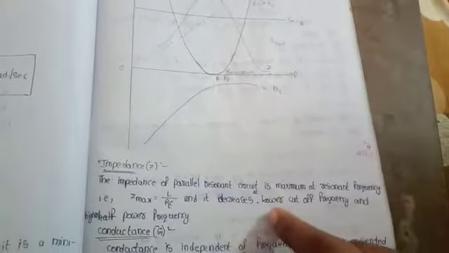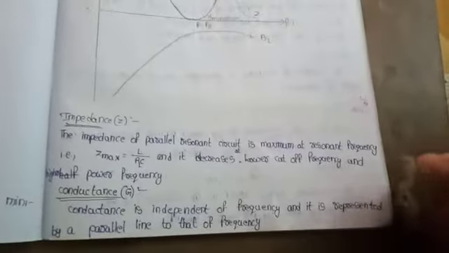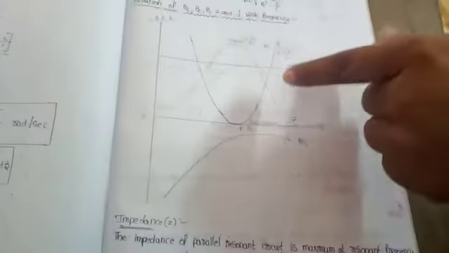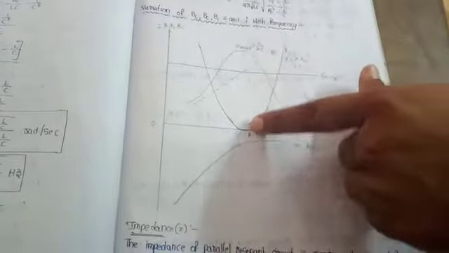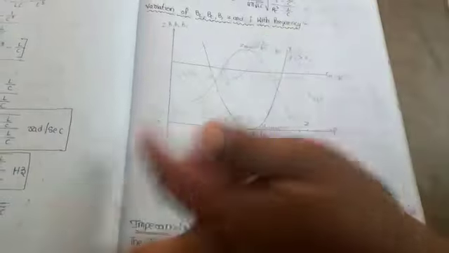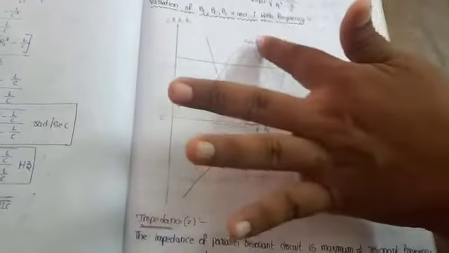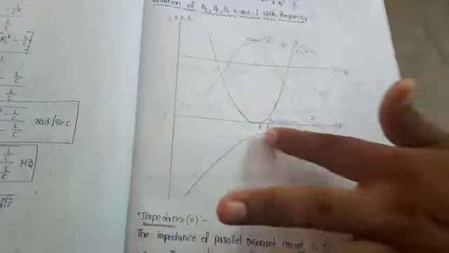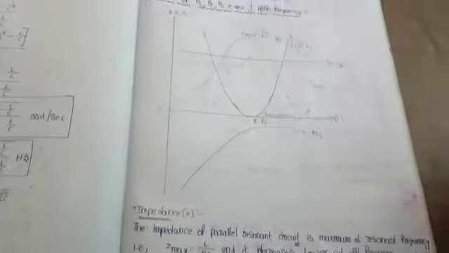It decreases toward the lower cutoff frequency, and it may look like this. At the resonant frequency, this value is maximum. Below the resonant frequency, the value is lower. Above the resonant frequency, the value is also lower. At the resonant frequency, this is the maximum value.